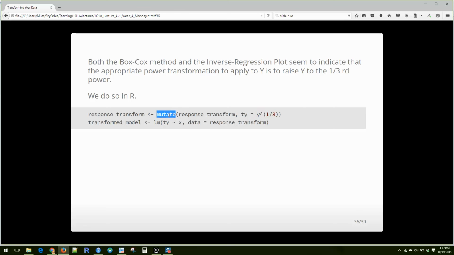Okay, so I'm using the command mutate from the package dplyr. So you guys remember that? Mutate adds additional columns to your data. And then now we just fit a linear model between transformed y and x.